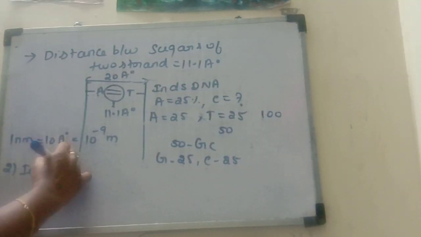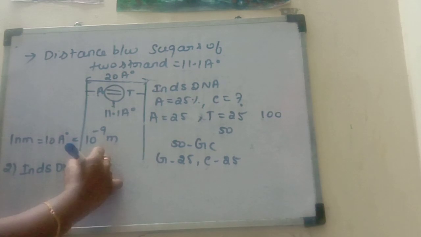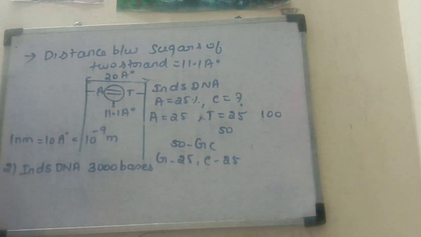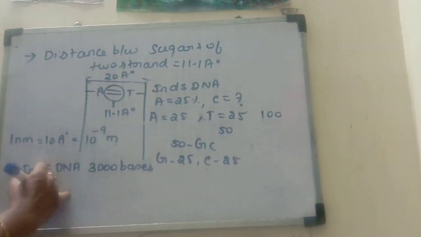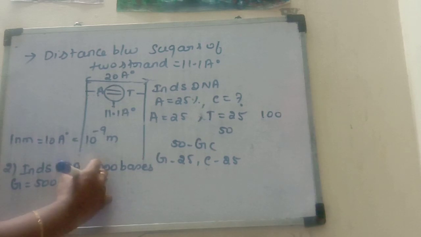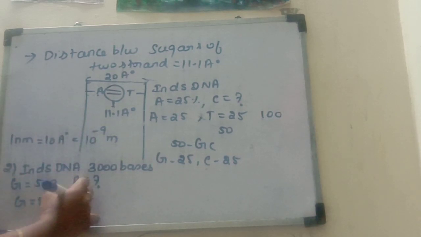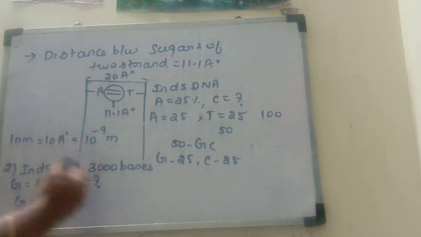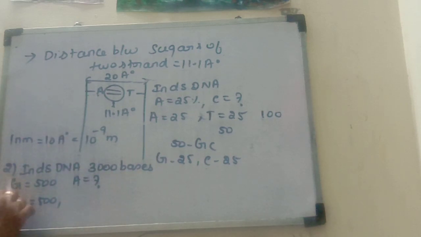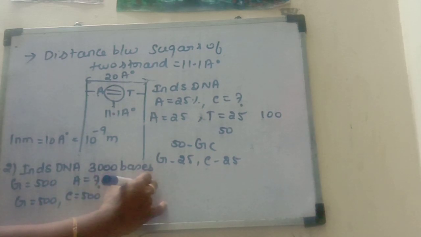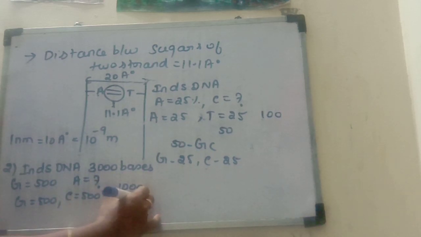One more numerical. For example, in the given double-stranded DNA, there are totally 3000 bases. They have given the total number of bases as 3000. Out of the 3000, guanine is 500. Now they are asking what is the number of adenine. Guanine 500 means, according to the base pairing rule, cytosine is 500. So 1000 is over.